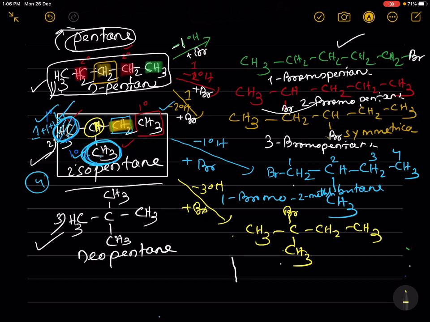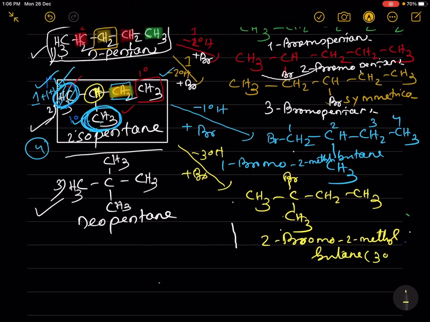This is 2 bromo 2 methyl butane. This is a tertiary alkyl halide. This is a primary alkyl halide because this is the primary carbon.